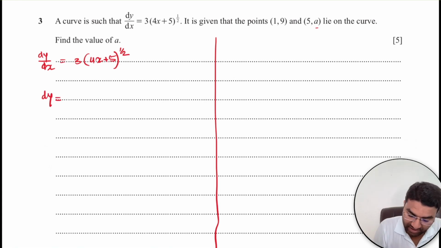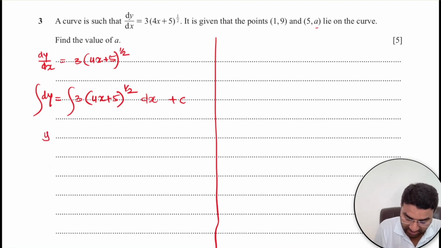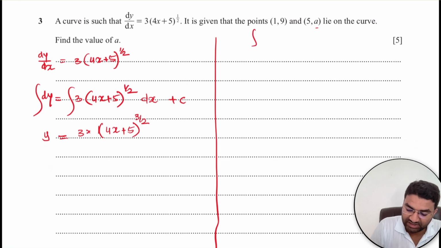So here dy is equal to 3 times (4x plus 5) raised to 1 by 2 dx. Take the integration on both sides, plus c. So y is equal to 3 times 1 by (4x plus 5) raised to 1 by 2 plus 1, which means 3 by 2. We have to use the integration of x to the power n dx, which is x to the power n plus 1 upon n plus 1, plus c.